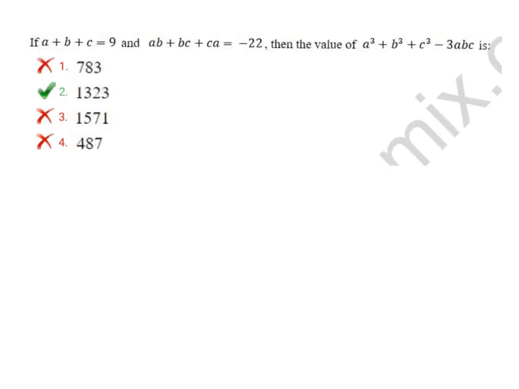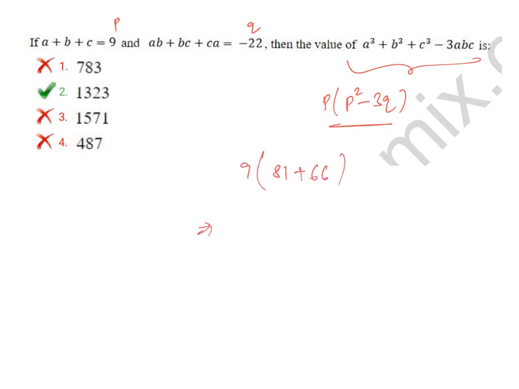Next, A plus B plus C is equal to 9, AB plus BC plus CA is equal to minus 22. If it is P and Q, we have discussed it earlier. This value is P into P square minus 3Q, the direct formula. That is 9 into 81 plus 66, because minus and minus becomes plus. So 9 into 147. 9 sevens are 63, 6. 9 fours are 36 plus this 6 is 42. 9 ones are 9, so you have 9 plus 4, 13. So 1323 is your answer there.